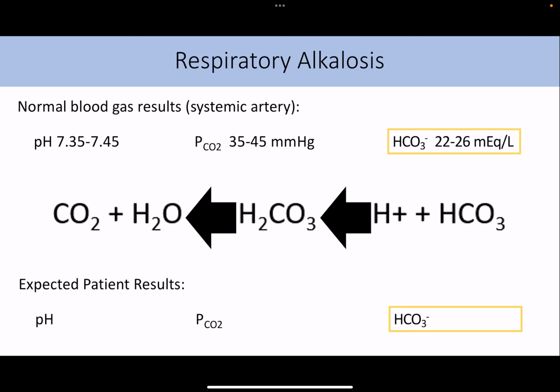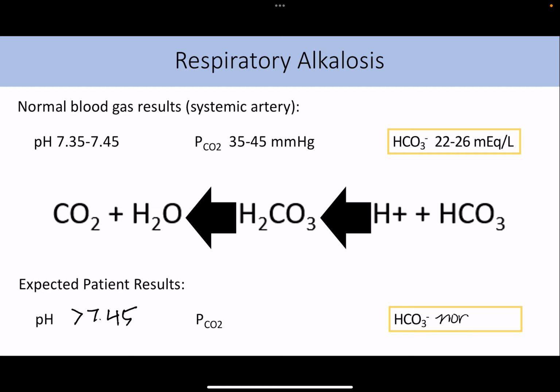So in respiratory alkalosis, what would we expect the pH to be? Greater than 7.45 is alkalosis. What would we expect the bicarbonate levels to be? Lower? This is respiratory alkalosis, respiratory. So what would bicarbonate be? Oh, same. 22 to 26. It's going to be normal.